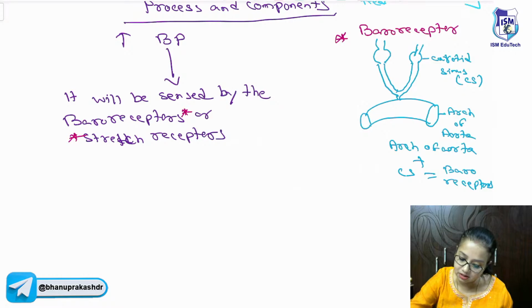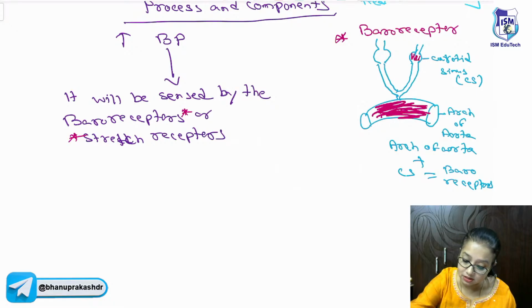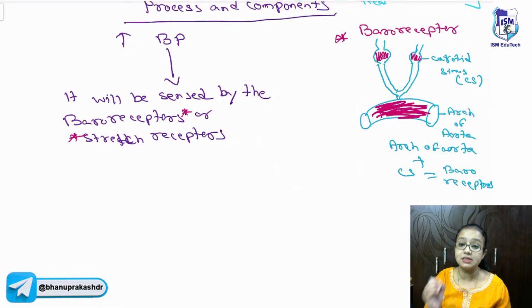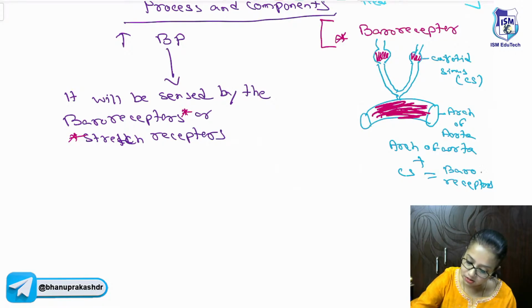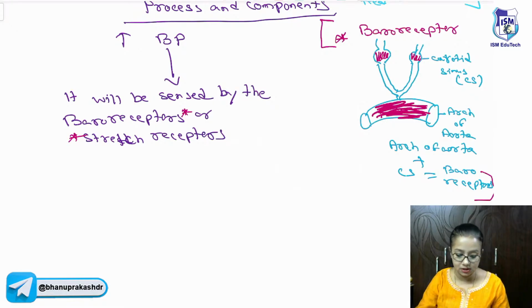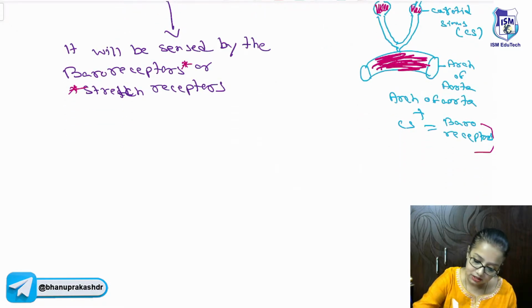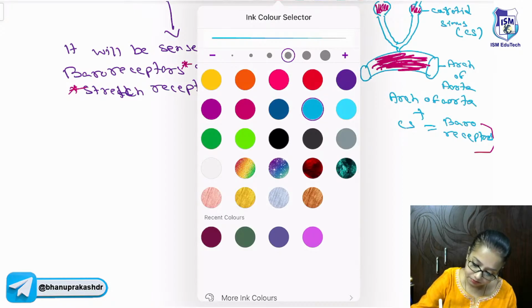Whenever blood is flowing through them, these components can sense the change in the pressure. More blood flow means more pressure. This will be sensed by the baroreceptor and the stretch receptor. So this is our baroreceptor and stretch receptor. Clear? Now, after sensing it, what will happen?